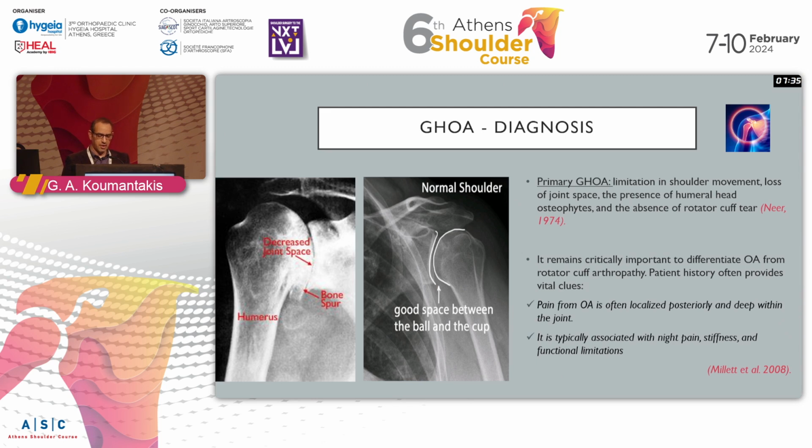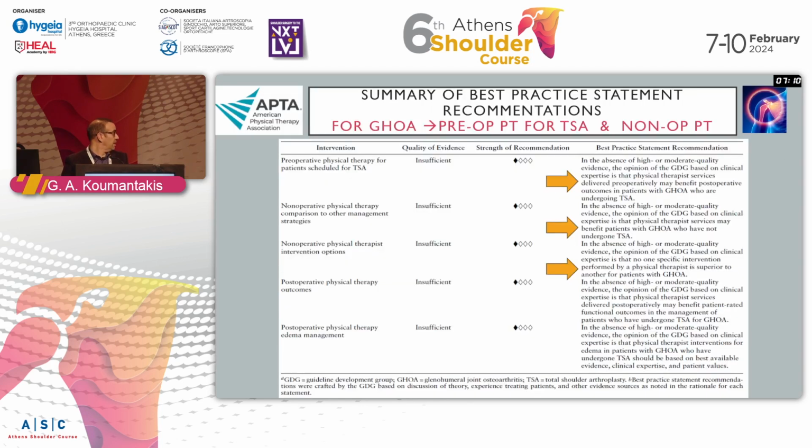Now in primary glenohumeral arthritis, the limitation in shoulder movement, the loss of joint space, the presence of humeral head osteophytes, and the absence of rotator cuff tear are the main clinical picture that we are called to treat. The pain is often localized posteriorly and deep within the joint. It is typically associated with night pain, stiffness, and functional limitations.